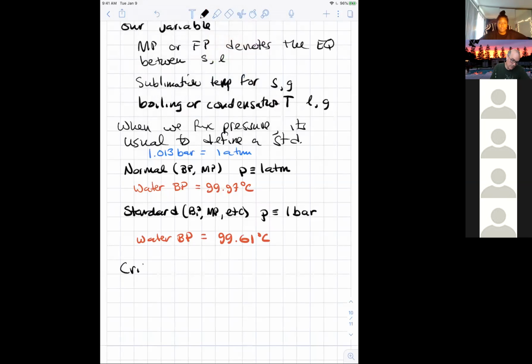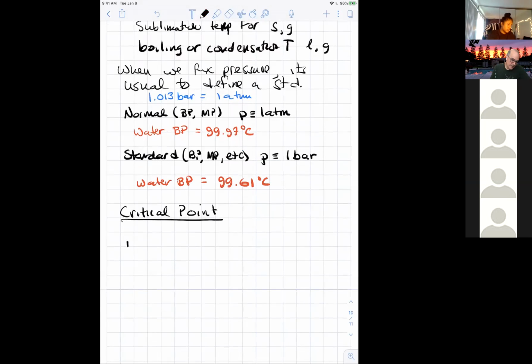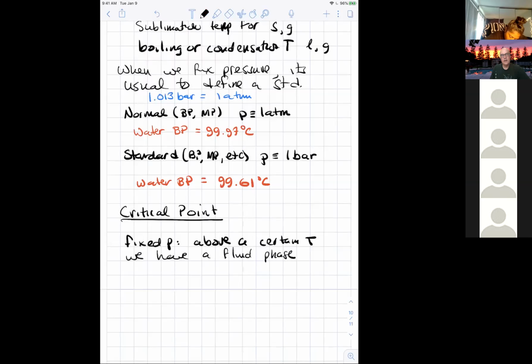Okay, let's talk about the critical point. What is a critical point? So if we have a fixed P, then above a certain temperature, we have a fluid phase, right? So what happens is we have a liquid-like density, but a gas-like compressibility.